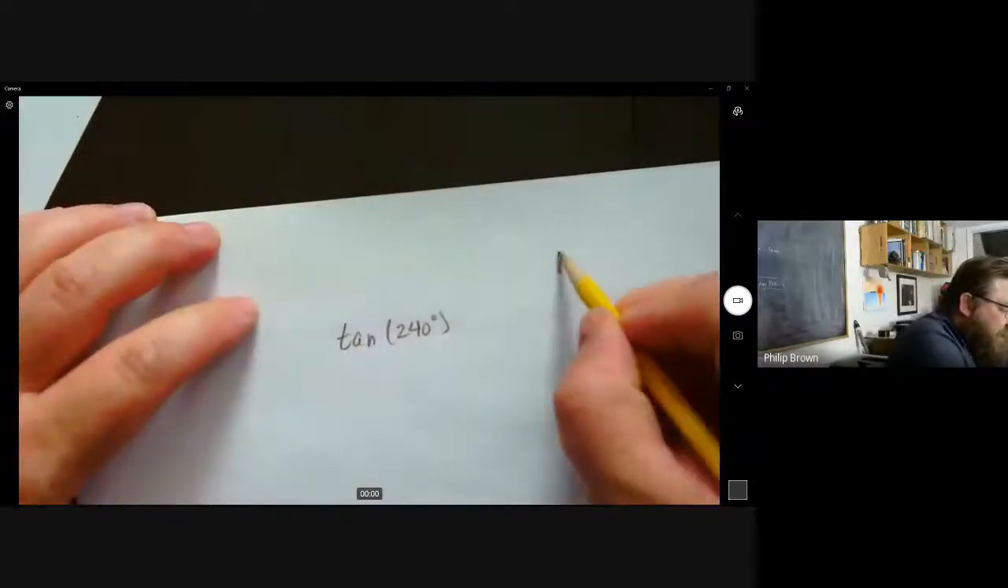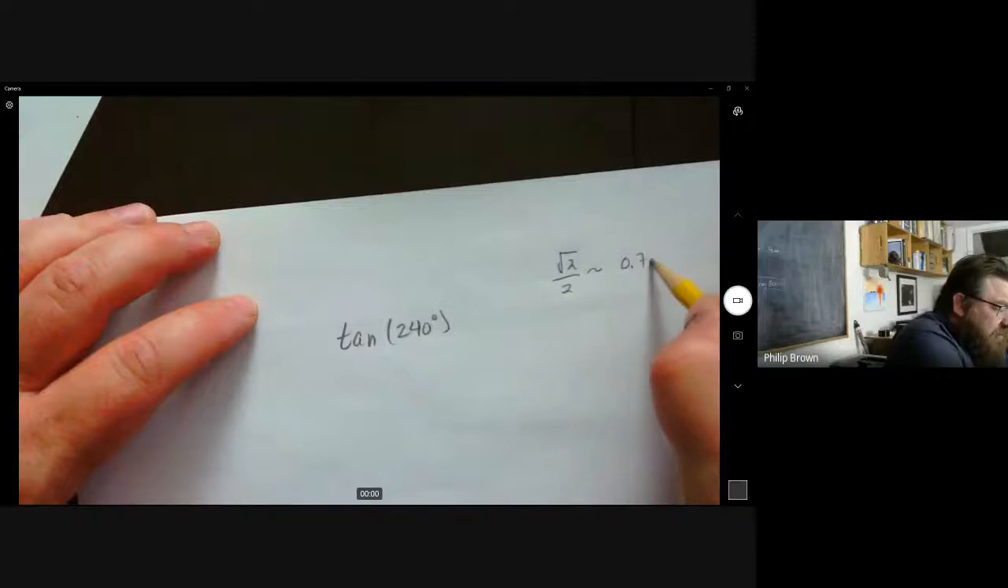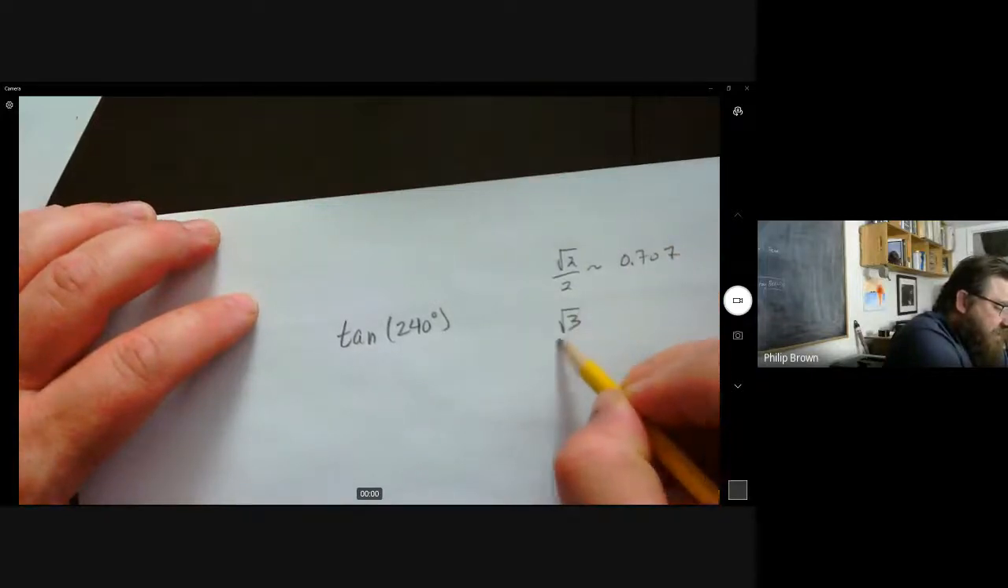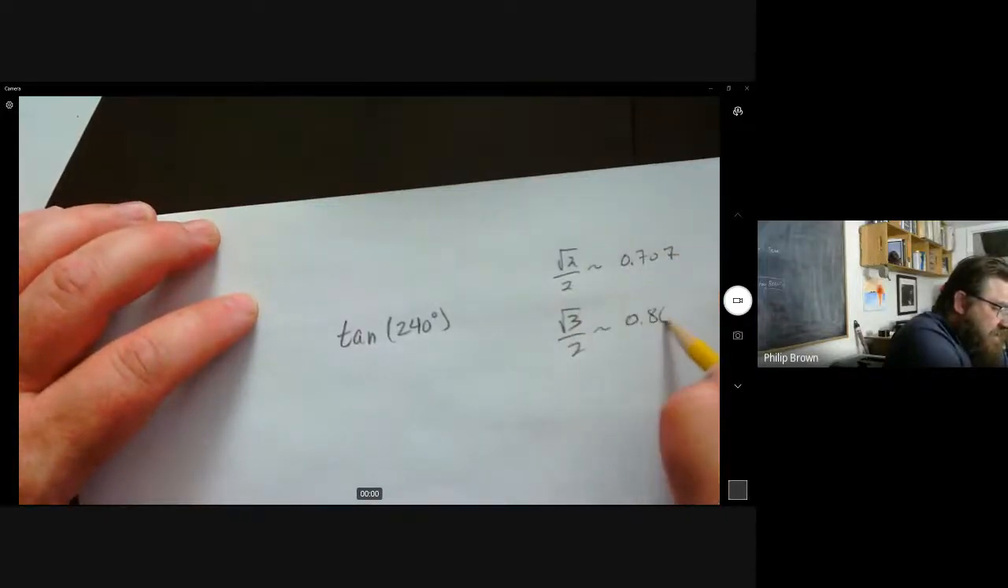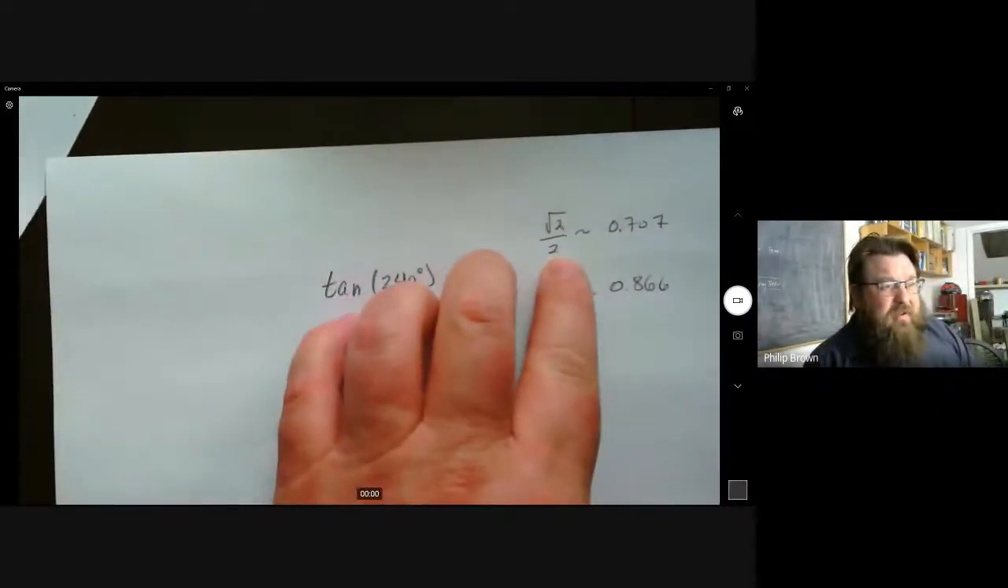A couple other things you guys have to remember is the approximations of these two numbers. You have to remember those two approximations. These are the decimal approximations of that number.